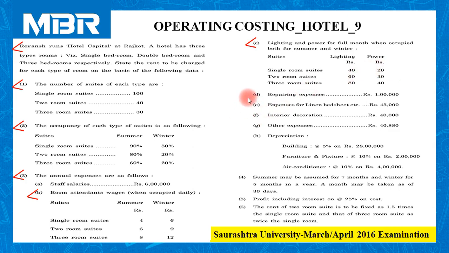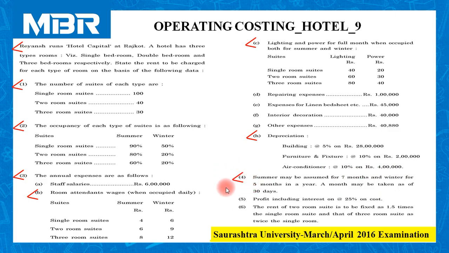Repairing expenses 1 lakh, expenses for linen, bed sheets, etc. 45,000, interior decoration 40,000, other expenses 40,880. Depreciation: we have three different assets. Building cost is 28 lakhs, the rate of depreciation is 5%. Furniture cost is rupees 2 lakhs, the rate of depreciation is 10%. And air conditioner costing rupees 4 lakhs, the rate of depreciation is 10%.